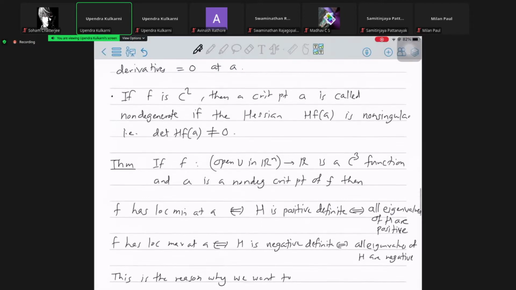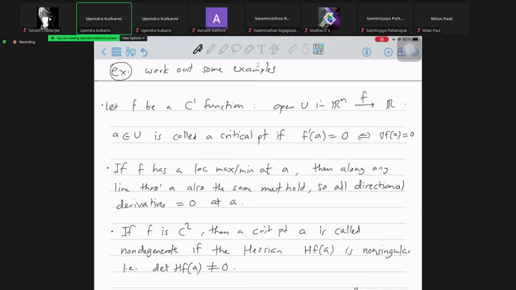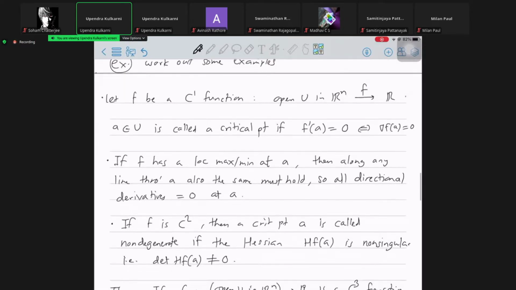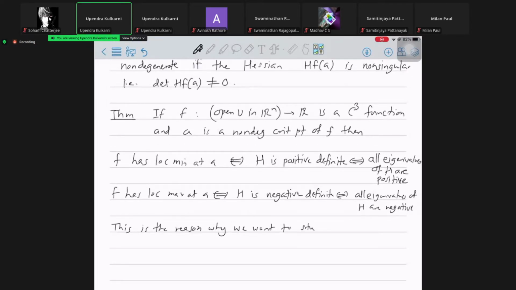So H is non-singular. Let me just say that. Did we write this somewhere, that H is symmetric? Okay, so that is why we want to study this, and their diagonalization. So now let me ask you the next question, because the Hessian is symmetric.